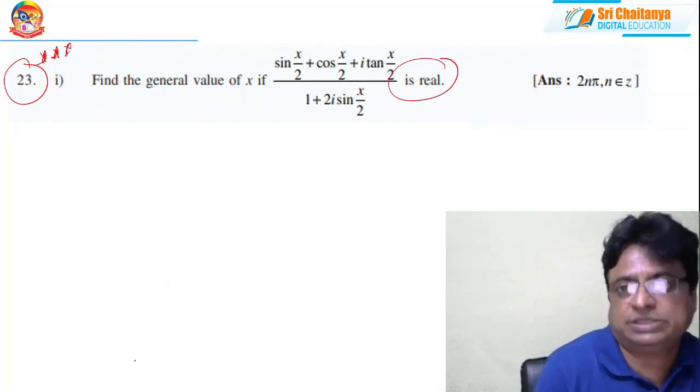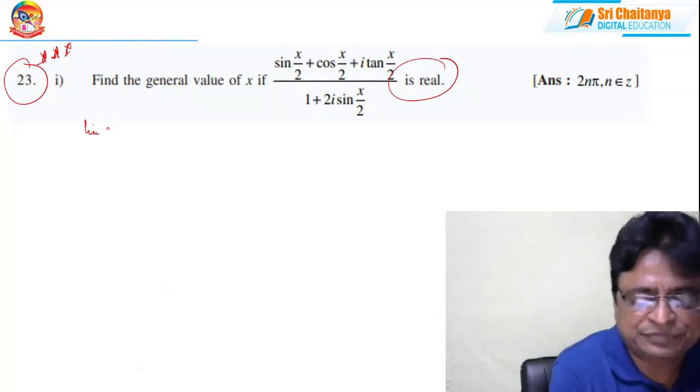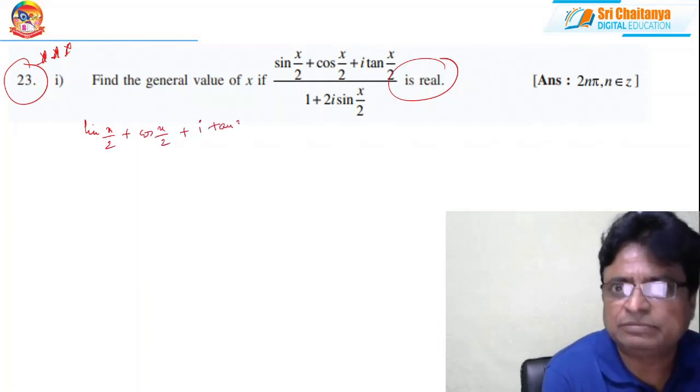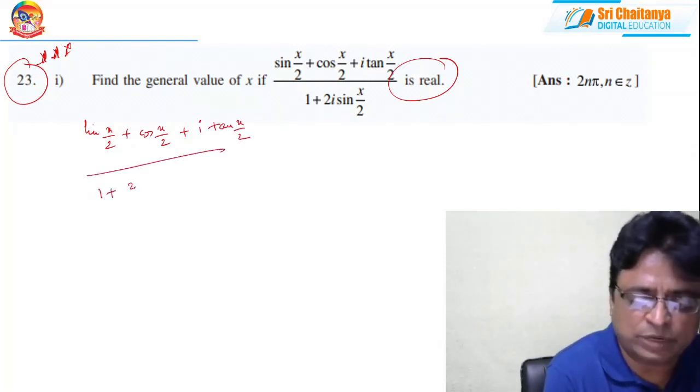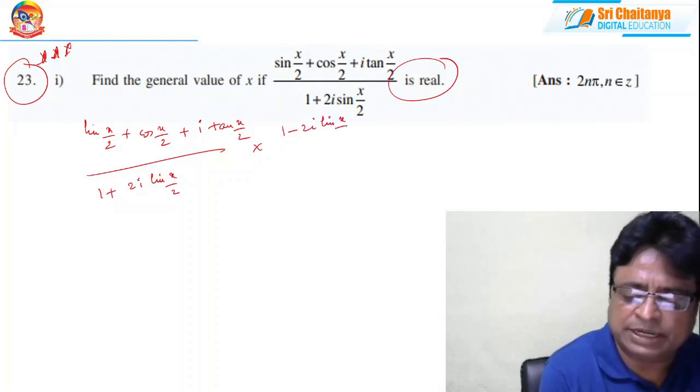the imaginary part is 0. So first of all, I am simplifying this. Sin x by 2 plus cos x by 2 plus i tan x by 2, over 1 plus 2i sin x by 2. Now multiply both numerator and denominator with the conjugate of the denominator, so 1 minus 2i sin x by 2.